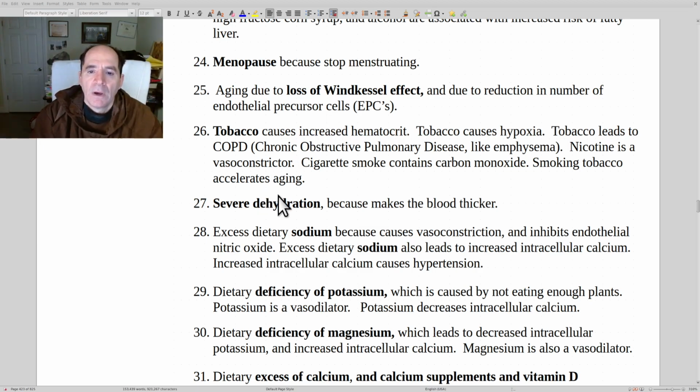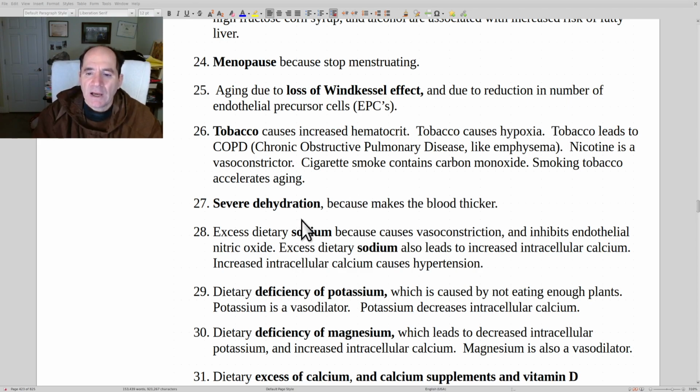Tobacco increases hematocrit, the number of red cells in the blood, so it makes the blood thicker, and that causes hypoxia. It also causes hypoxia for other reasons. There are chemicals in it that promote hypoxia. It's also a vasoconstrictor, so it's bad in three major ways, and it contains some carbon monoxide. Bad, bad, bad. Smoking tobacco accelerates aging. I've seen women who were really pretty and smoked a lot of cigarettes, and they just aged super rapidly. So smoking is a really stupid thing to do if you want to keep your looks.